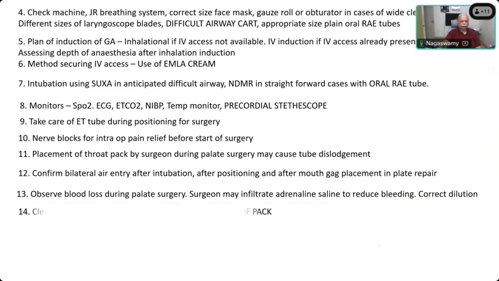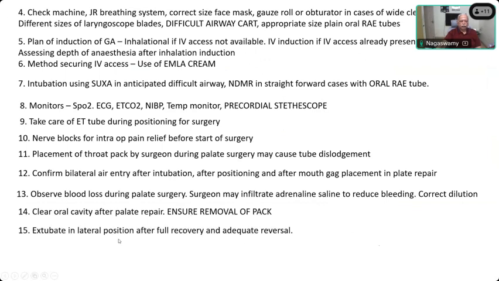Yes, sir. Okay. And clear the oral cavity after palate repair. Ensure removal of the pack also. And extubate in lateral position after full recovery and adequate reversal. This is the safe position always, whether it is lip or palate. I always do that in the lateral position, taking all the supports from the back, turn the baby to the right or left, and make sure that the child responds well to your oral suction by opening the mouth, and then adequate.